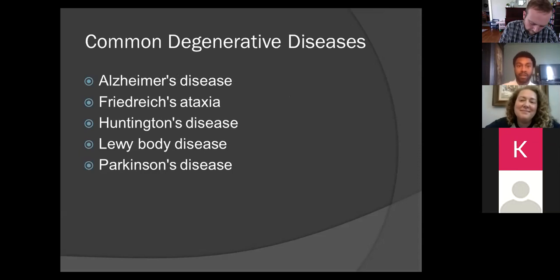Now, some of these common degenerative diseases. The first one, Alzheimer's, I'm mostly going to focus on in my presentation. There are also others like Friedreich's ataxia, Huntington's disease, Lou Gehrig's disease, and another common one, Parkinson's.